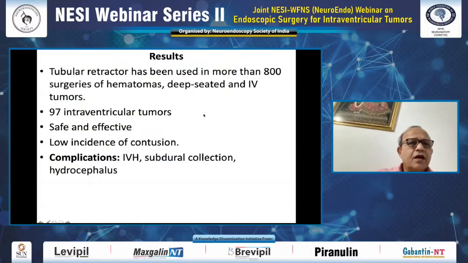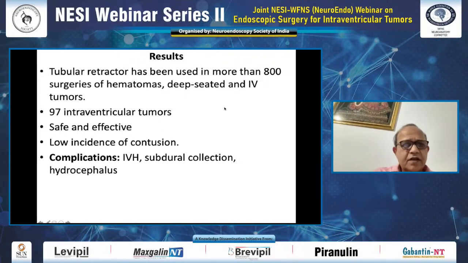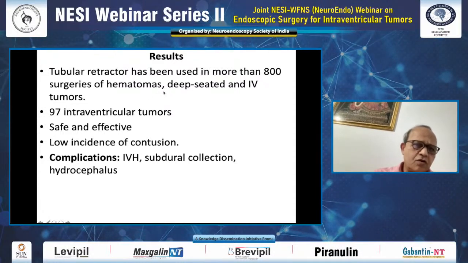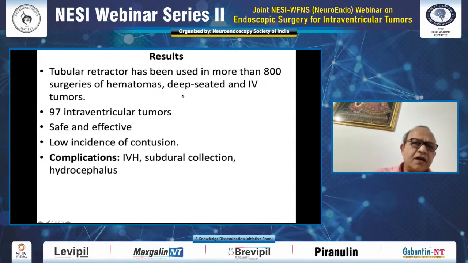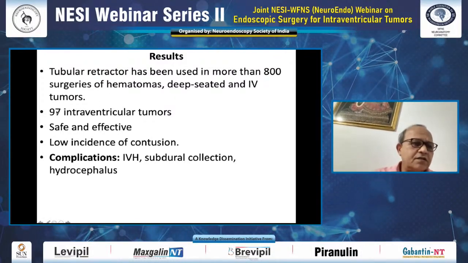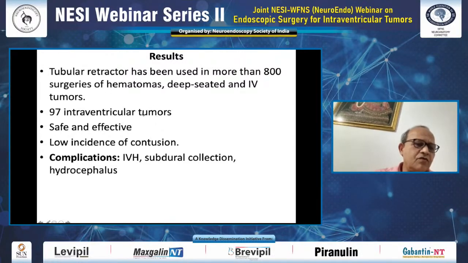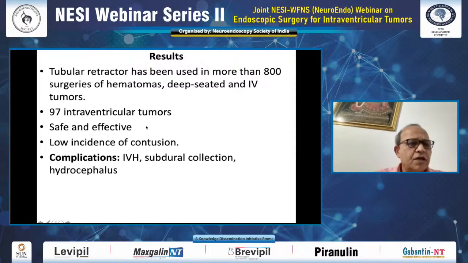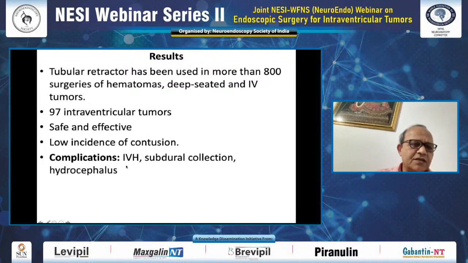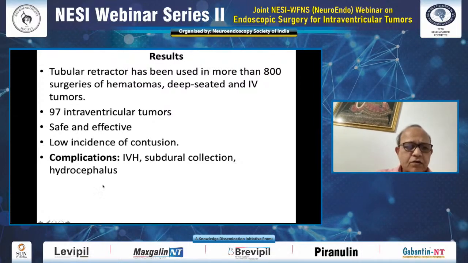So we have used this tubular retractor in more than 800 patients of hematomas, intraventricular or basal ganglion or thalamic, and deep-seated tumors and intraventricular tumors. Of this, 97 were intraventricular tumors. This technique was found to be safe and effective. There is a low incidence of contusion, but there can be complications like IVH, subdural effusion, or late hydrocephalus.